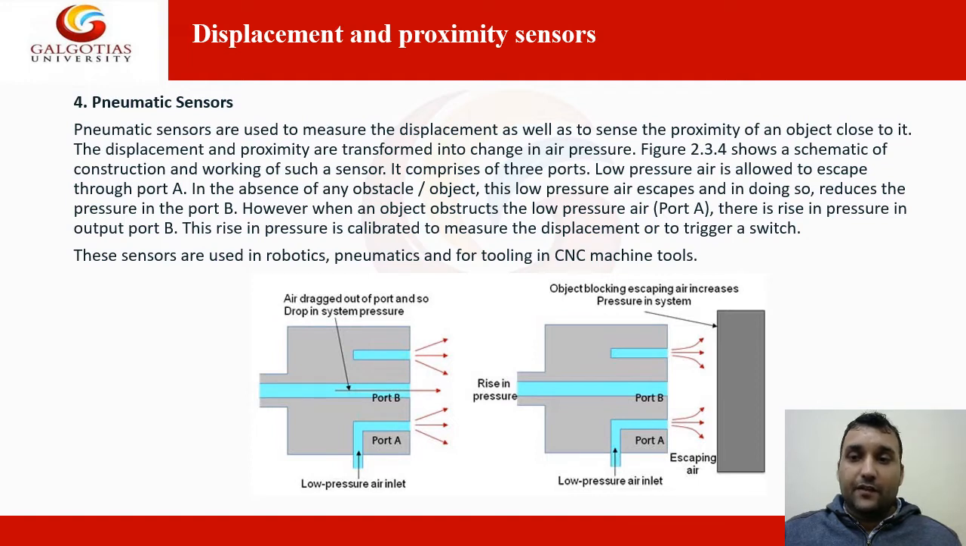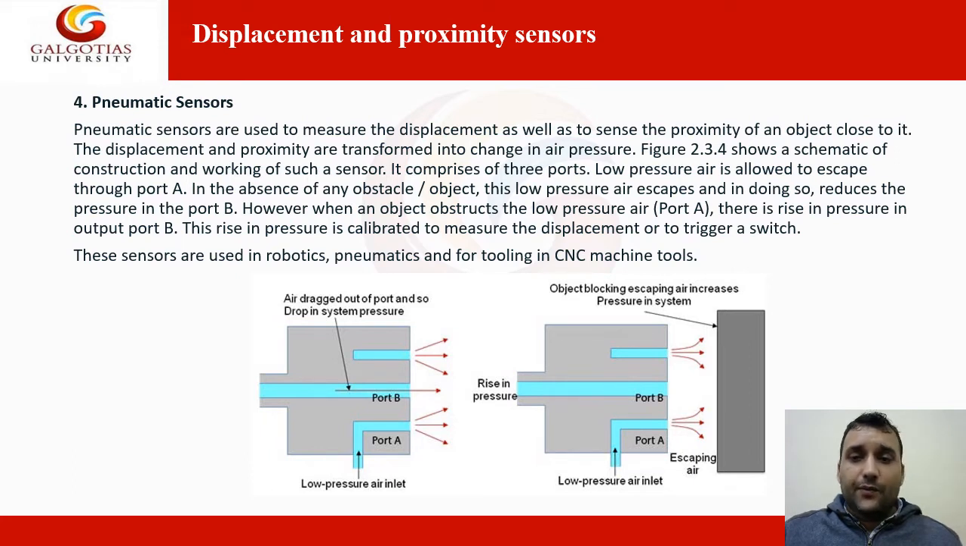Low pressure air is allowed to escape through port A. In the absence of any obstacle or object, the low pressure air escapes, and it does so to reduce the pressure in port B.